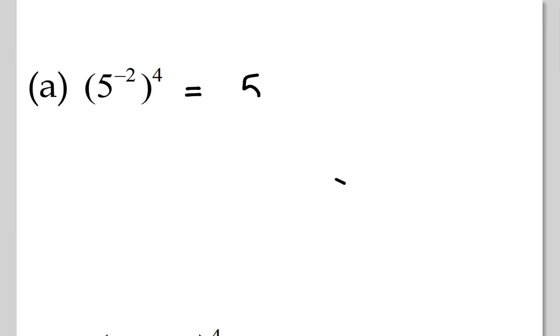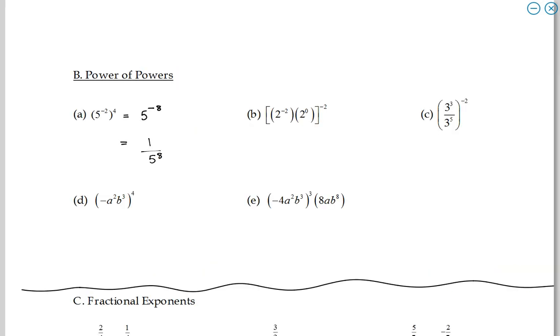So this is power of a power. Negative 2 times 4 is negative 8. Negative power is better served in the denominator. Alright, let's take a look at B.